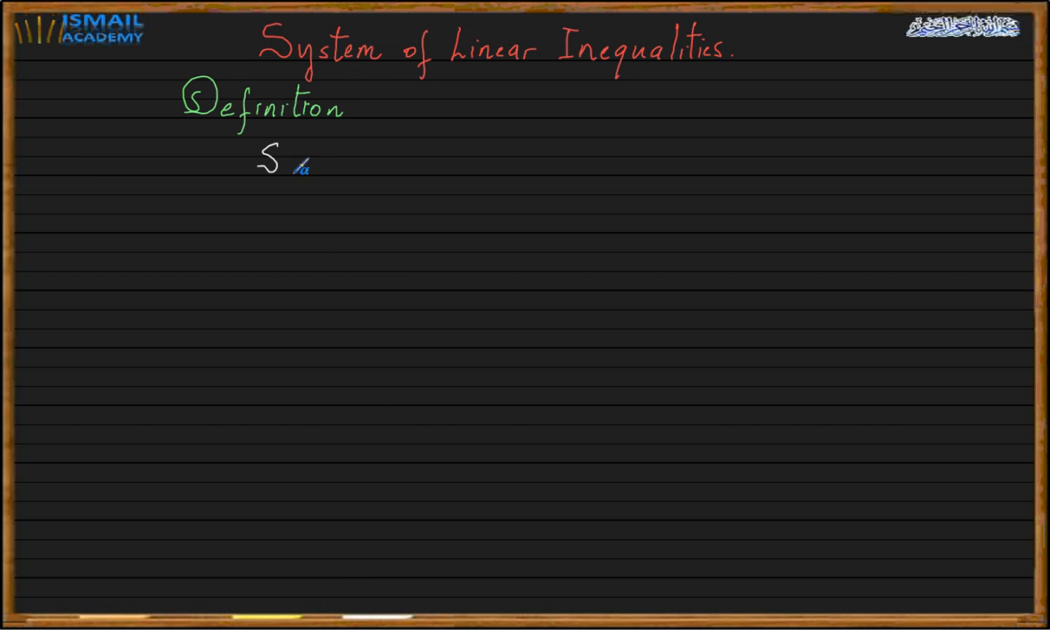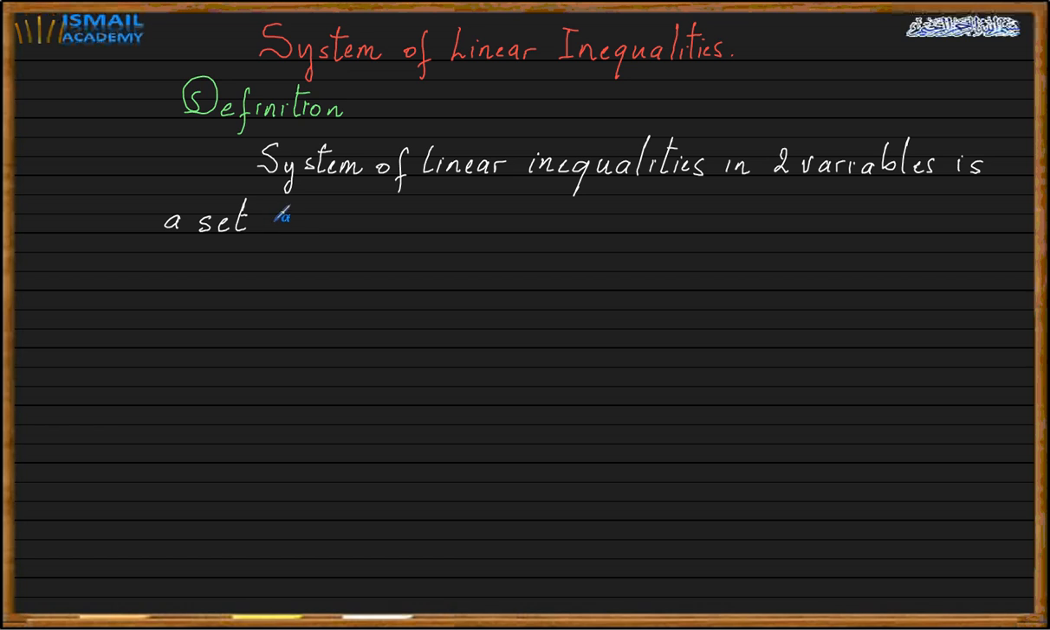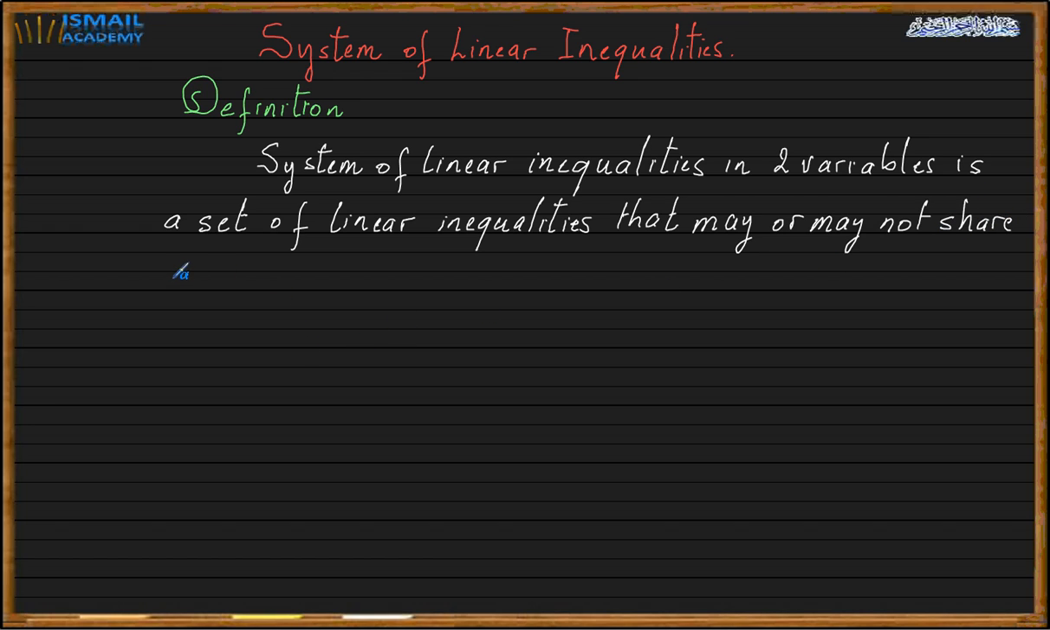So, a system of linear inequalities in two variables is a set of linear inequalities that may or may not share a common feasible solution.